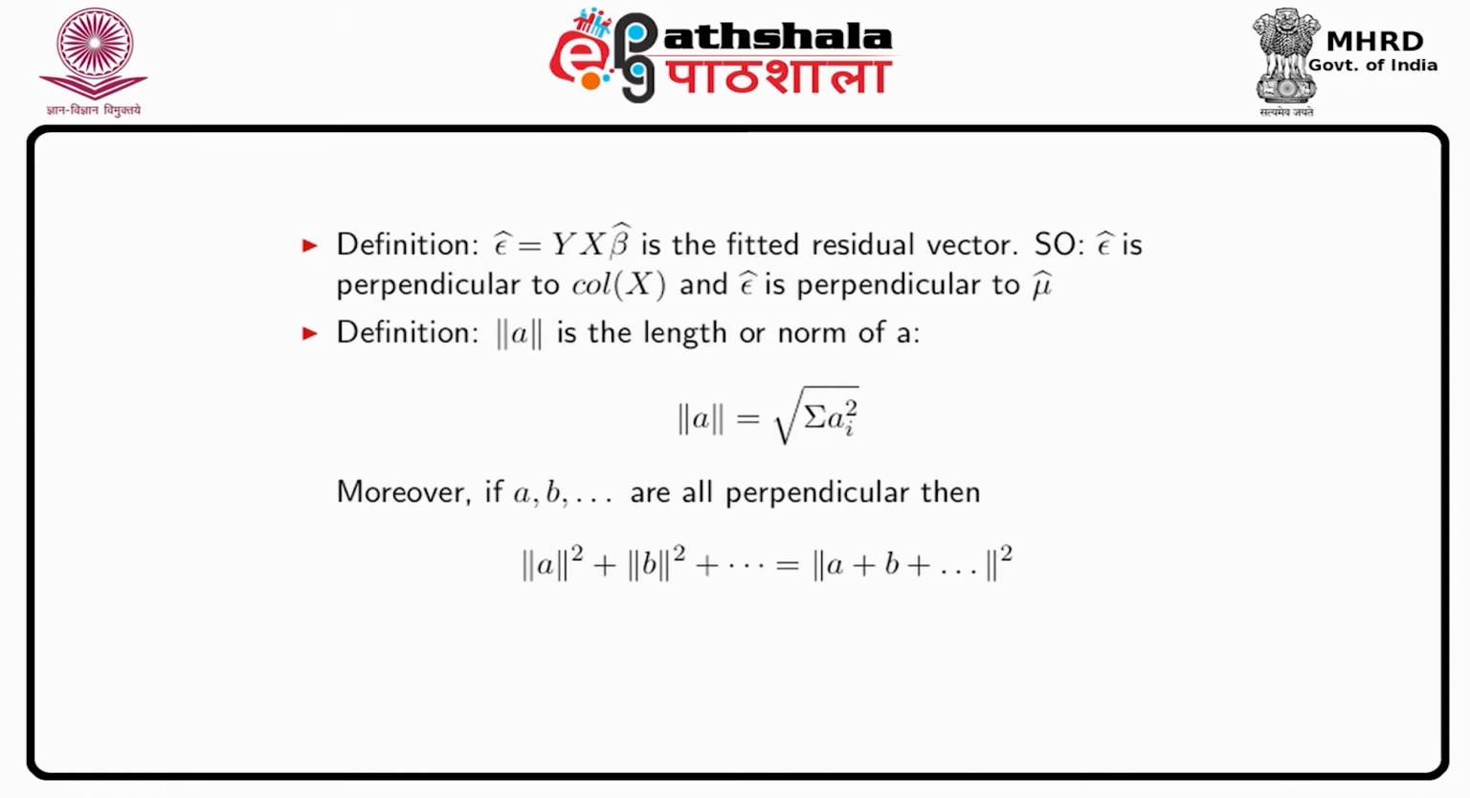Now, according to Pythagoras' theorem, if we have two vectors which are orthogonal to one another, then the square of a plus the square of b equals (a plus b) whole square. By definition, the norm of a, as given in the above notation, is the length of a. In case of a vector, the length or norm of any vector a is given by the square root of the summation of the squares of each of the components of the vector. Moreover, if a, b, c are all perpendicular to one another, then the squared length of their sum equals the sum of the squared lengths of each of them.